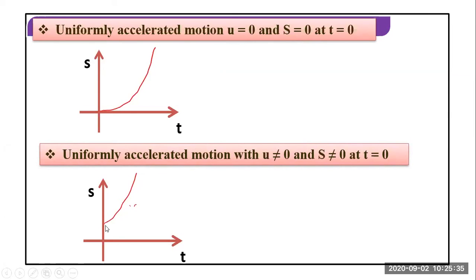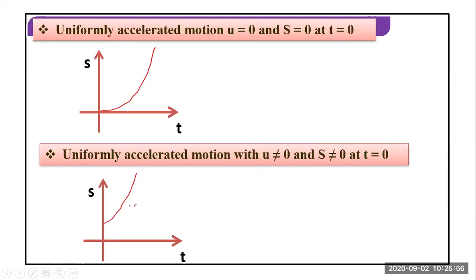At this place initial slope is not 0. At this place you have some slope. There is some non-zero slope here. So that's why I have written u is non-zero. And displacement is also non-zero. Because why displacement is non-zero? Because it is starting from some height. It is not starting from origin. So it is at some height.